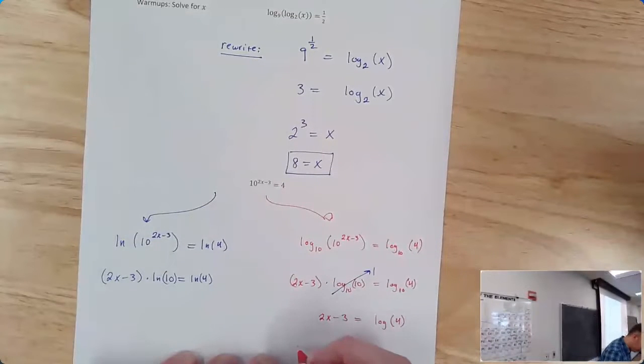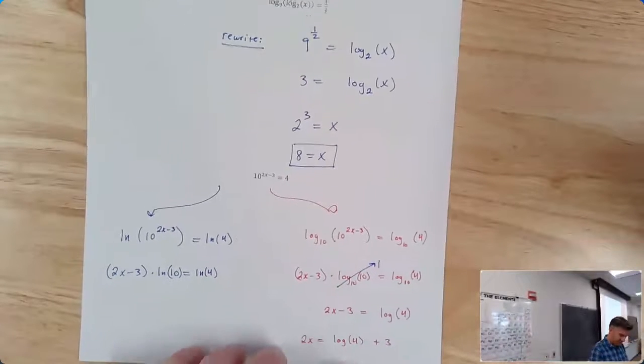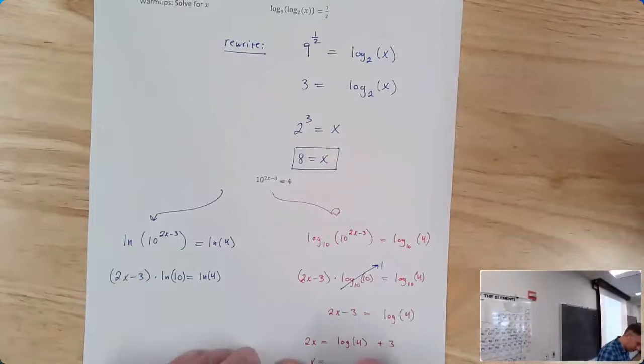I guess I'll finish this side first. So 2x equals log of 4 plus 3. And then finally divide both sides by 2 and get x equal to log of 4 plus 3, all divided by 2.